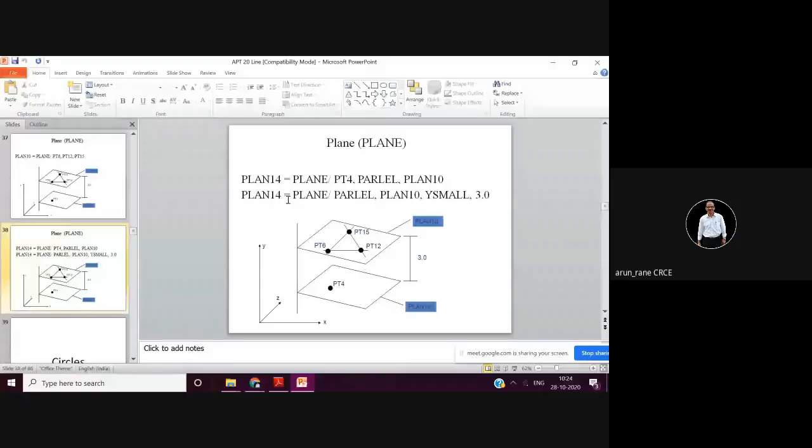So now this is a plane. Now another way of defining the plane. Now this is plane 14. This is what we are defining, isn't it? Plane number 10 has been already defined. Now how to define this plane 14? Plane 14 is parallel to this plane 10, with the previous entities. So you have to see that the previous entity is defined. In this case, plane 10 is already defined.